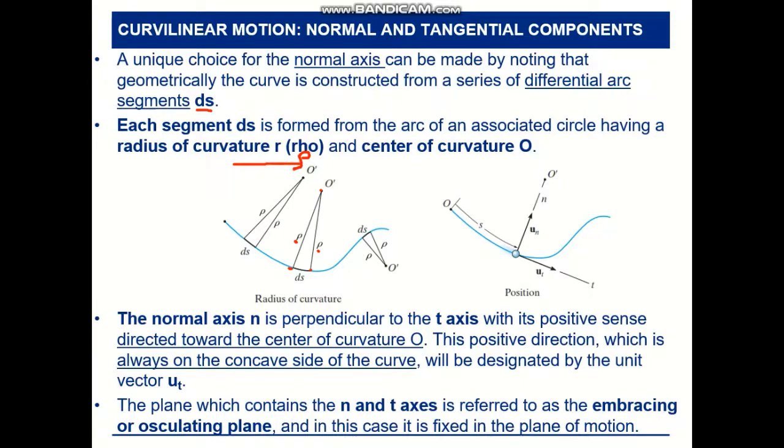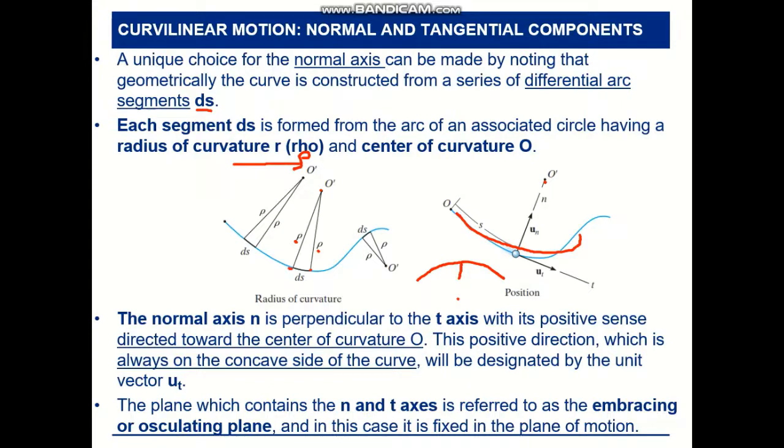The normal axis n is perpendicular to the t-axis. We just need to describe this t tangent to the curve, then the normal direction of this one gives us the normal axis, and its positive sense is directed towards the center of curvature O. So if we have a curve like this, it's going to be inside, or if we have a curve like this, it's going to be over here.